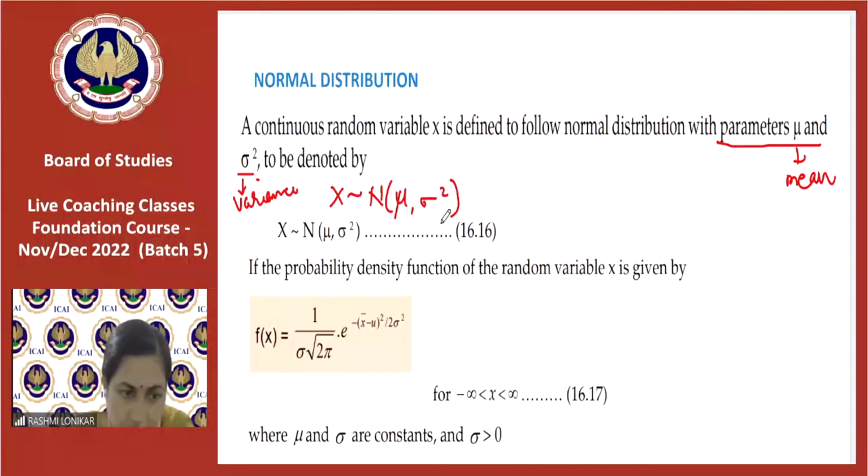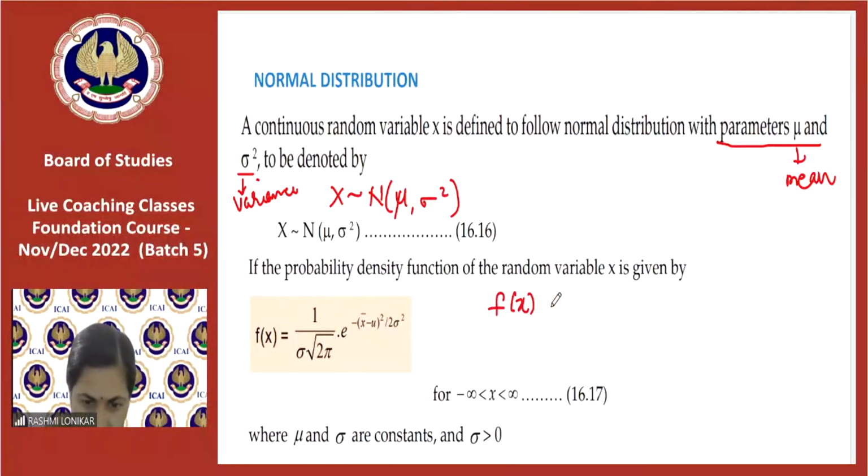Okay. Then the probability density function of the random variable is given by f of x equal to 1 upon sigma square root of 2 pi. Sometimes you may feel you should write sigma later on, but remember it is not under the square root sign. So 1 upon sigma under root of 2 pi into e raised to minus x minus mu whole square upon 2 sigma square.